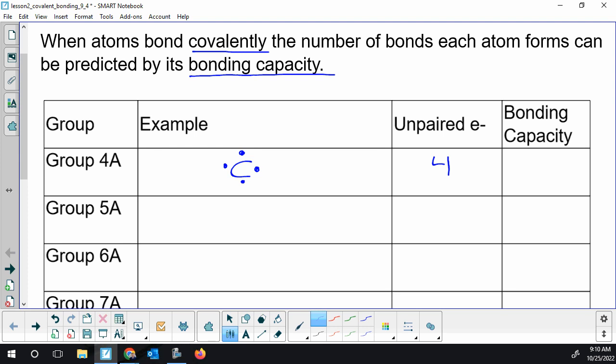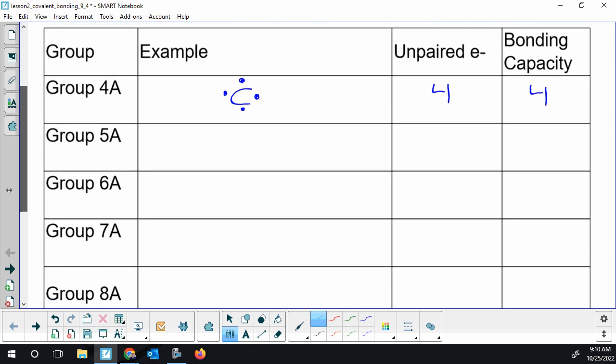And unpaired electrons are not stable. They're highly unstable, and they'll want to pair up with another single. So those 4 singles give carbon a bonding capacity of 4. There's 4 of these unstable electrons. We've got a half-filled orbital that wants to be filled. So that covers carbon and silicon. Those are the 2 you might see in Chem 20.